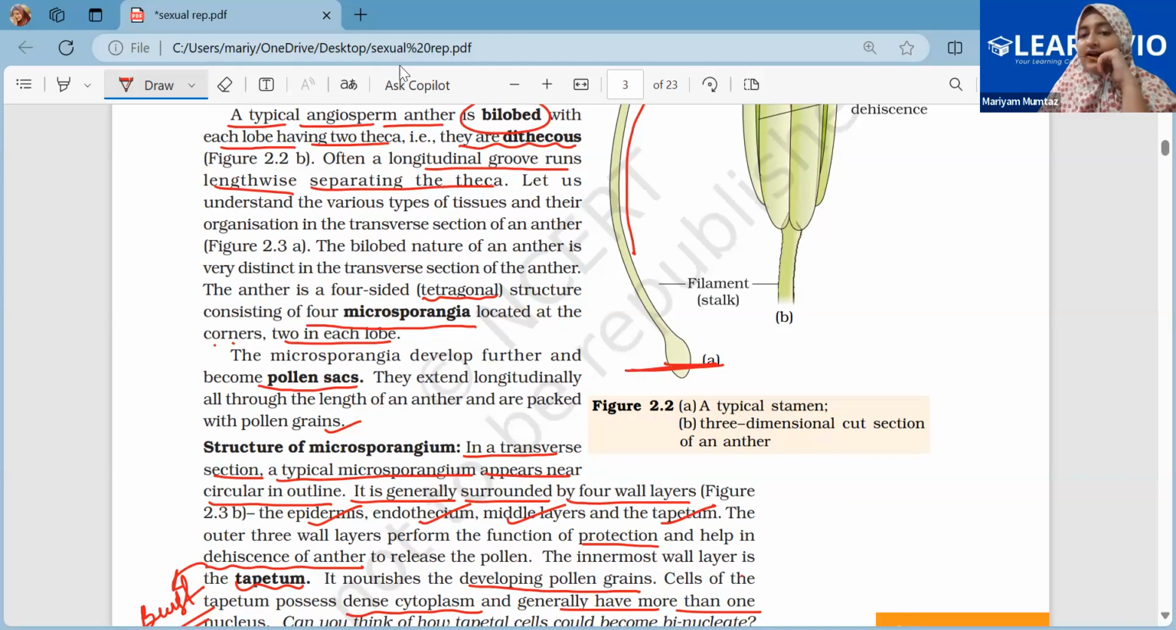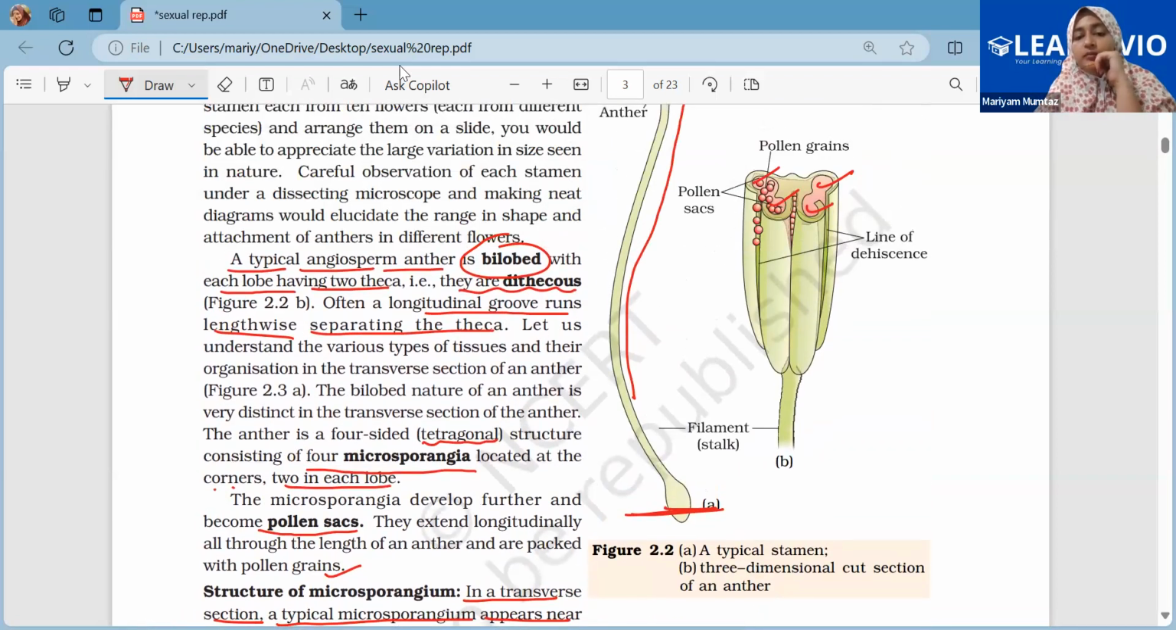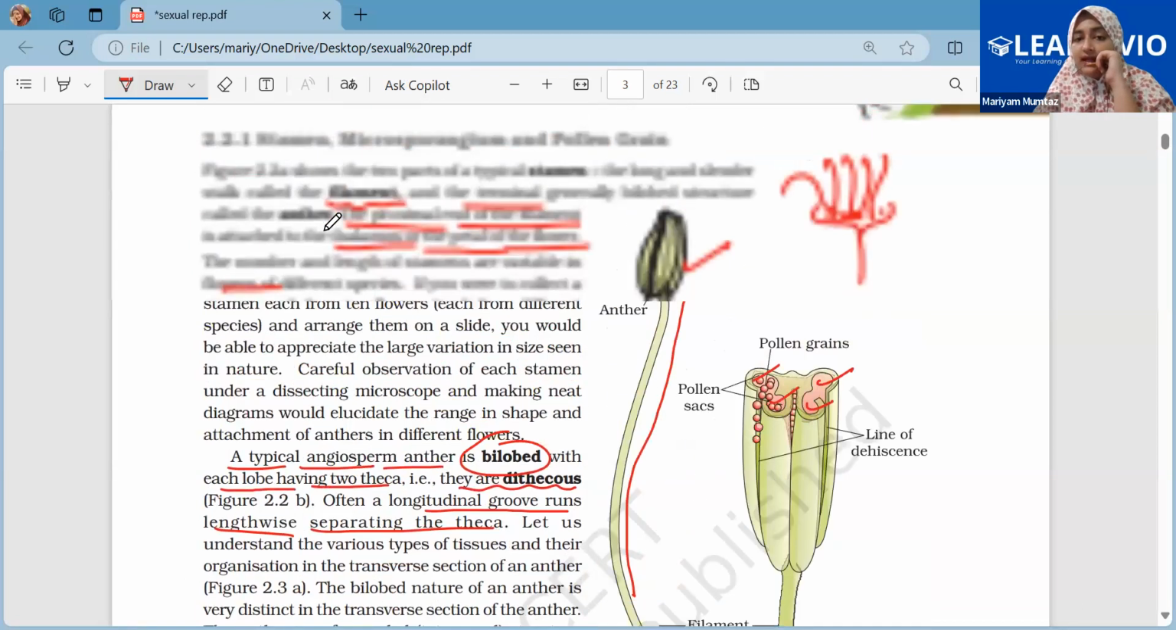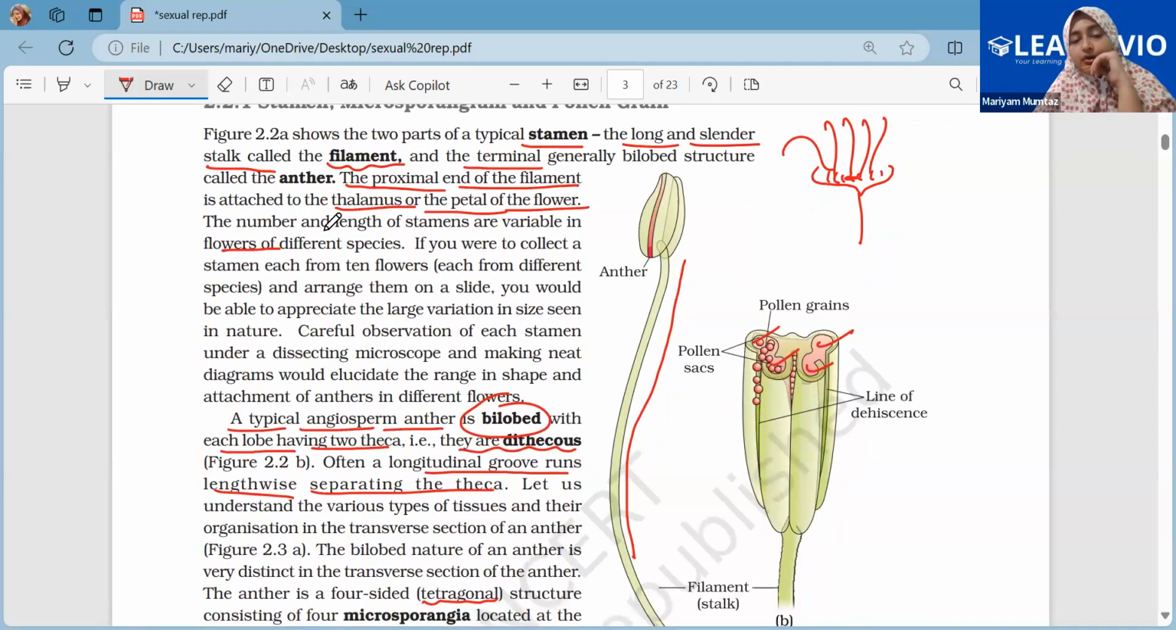It is either attached to the thalamus of the flower or to the petal. Thalamus, have you seen in a flower, like right here, there is the part from where the petals arise, there is a very swollen part. Have you ever looked at it? Yes. So that swollen part is the thalamus. Petals, you already know. So the filament can either be attached to the thalamus or to the petal of the flower.